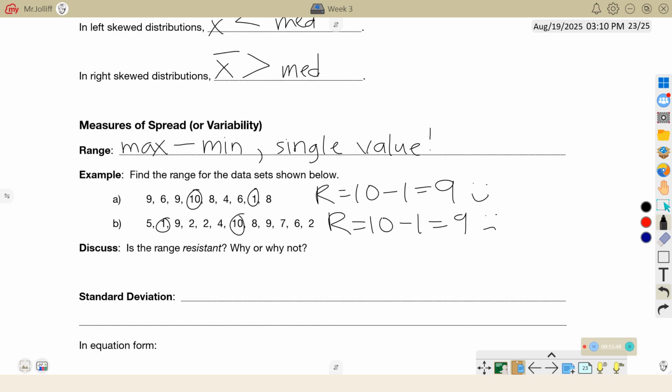Yes, Drew. I said not resistant because it's max minus min. If there's an outlier all the way to the left or right, it's going to heavily change how the value comes out. Very good. Outliers tend to be one of those two values, a max or a min. So if an outlier is sitting there, heavy influence on the range. Very good.